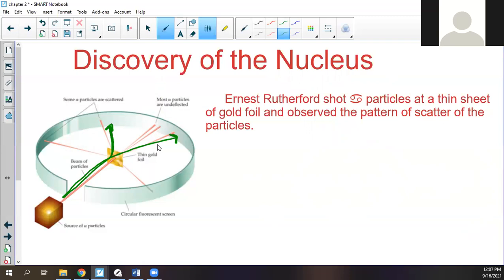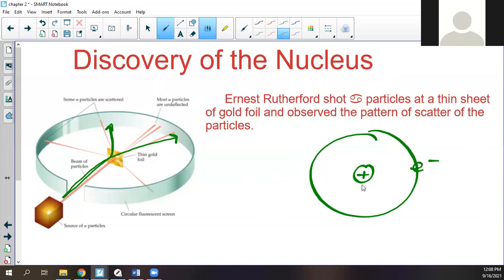All right. So here is what he discovered. He discovered the atom had electrons in it, and that there must be something in the center, and it must be charged what? Positive. It had to be positive because it was repelling the positive alpha particles. They were flying in and deflecting away.